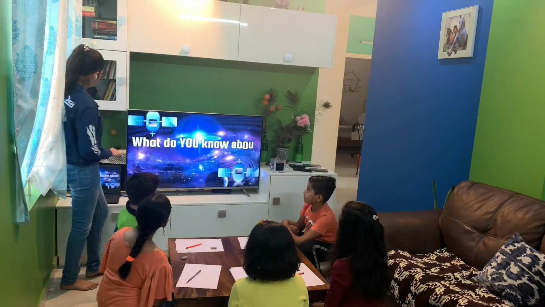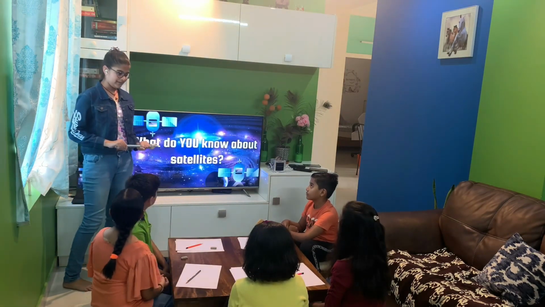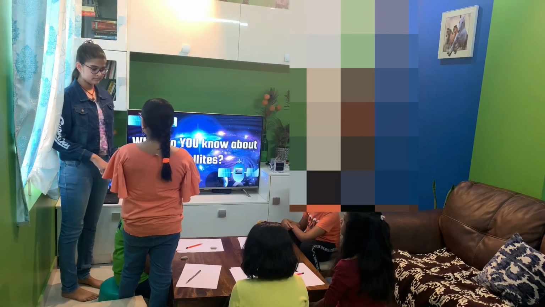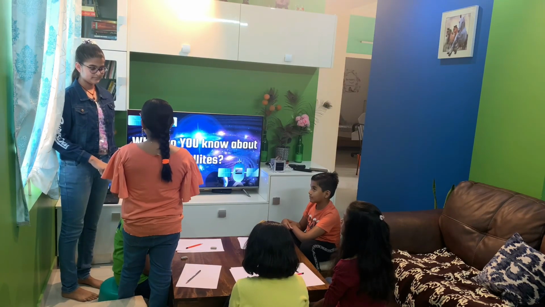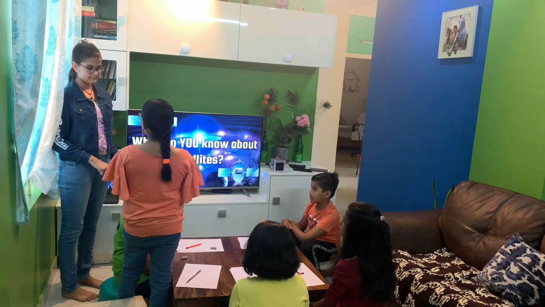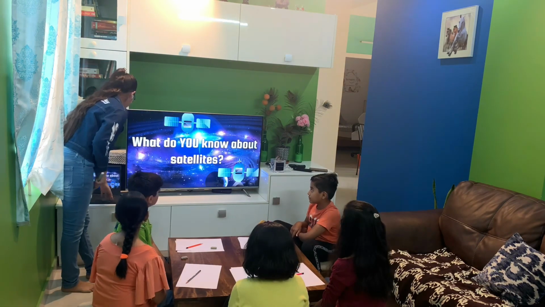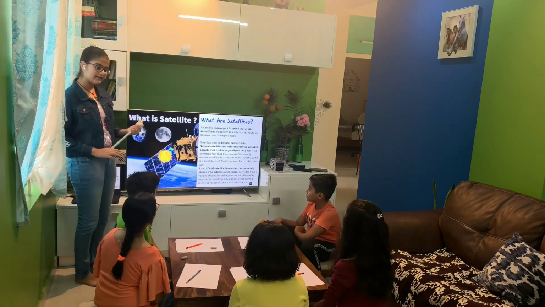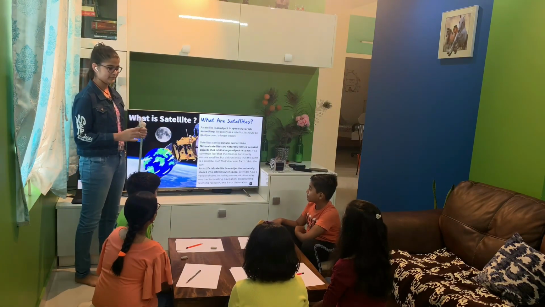So, I want to know, what do you already know about satellites? Satellites are the kind of machines that orbit around the Earth and receive and send information to the Earth. So, let's go into a deeper dive. First of all, what are satellites? So, a satellite is an object in space that orbits something larger than itself.